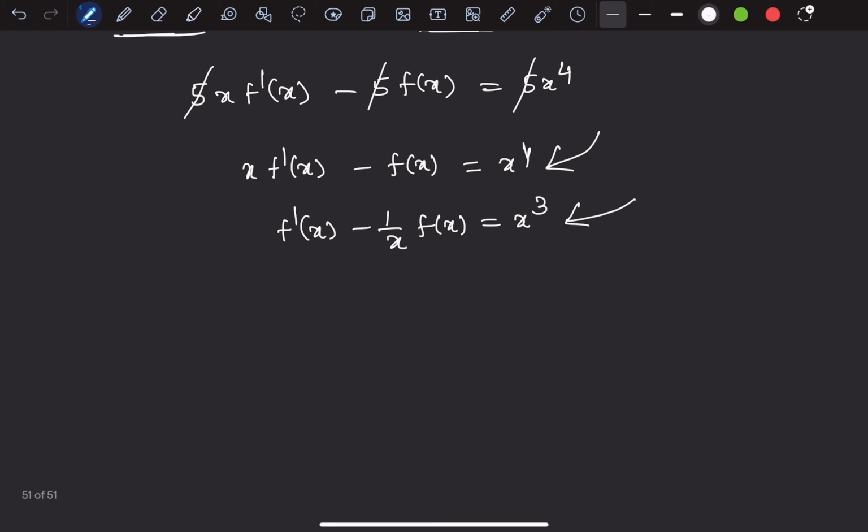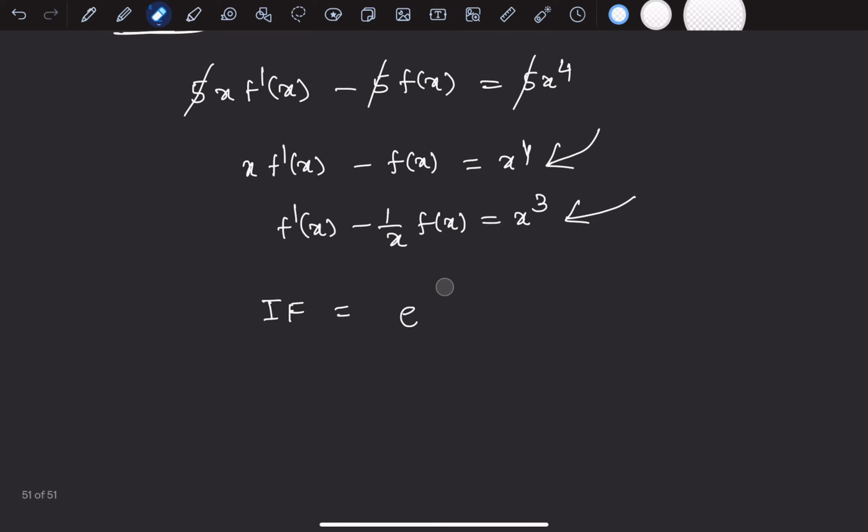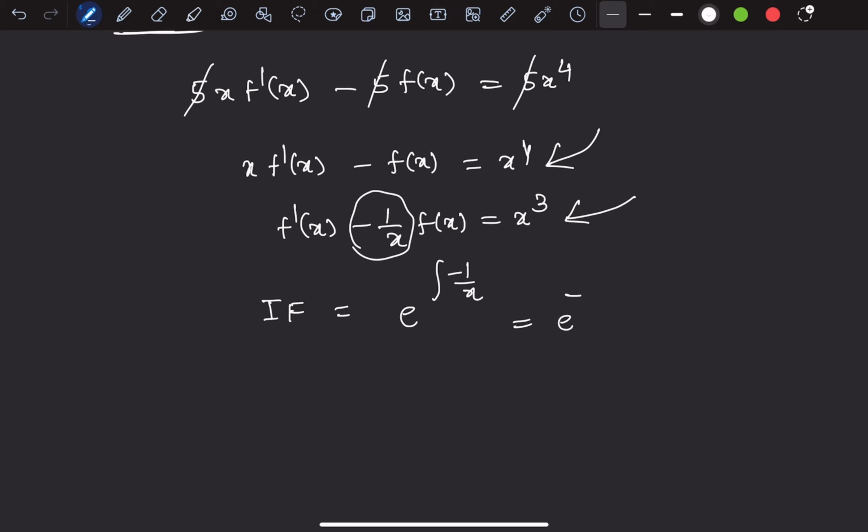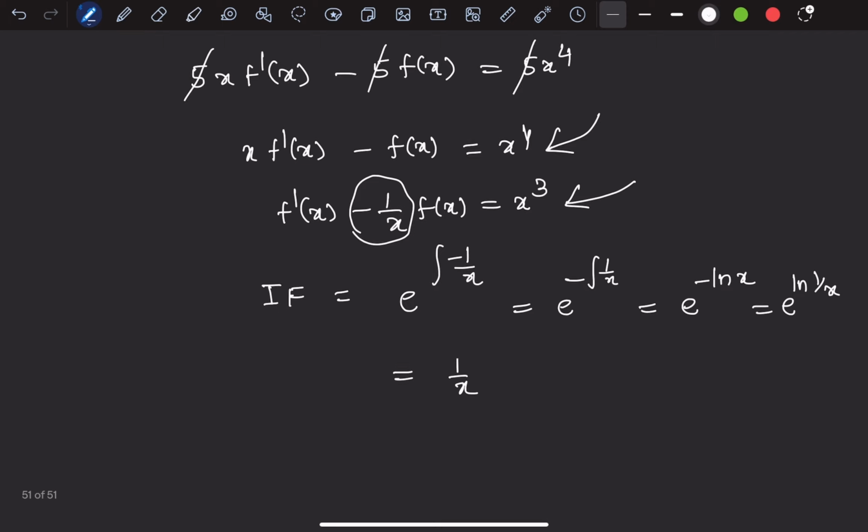So now you have to find the integrating factor. Integrating factor will be e to the power integral of this particular quantity, minus 1 by x. So that will be e to the power minus integral 1 by x. Integral 1 by x is ln x. So this is minus ln x. So minus ln x can be written as e to the power ln 1 by x. So e to the power ln 1 by x is simply 1 by x.